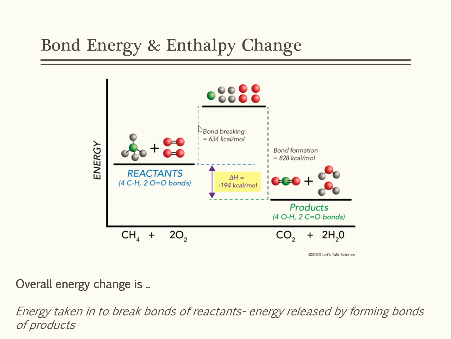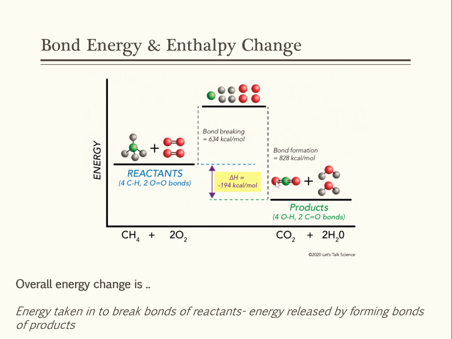Now consider this and apply it on the diagram. You'll see that the value is negative. If you calculate the bond breaking minus bond forming, it is a negative value, and delta H becomes negative and the reaction is exothermic.